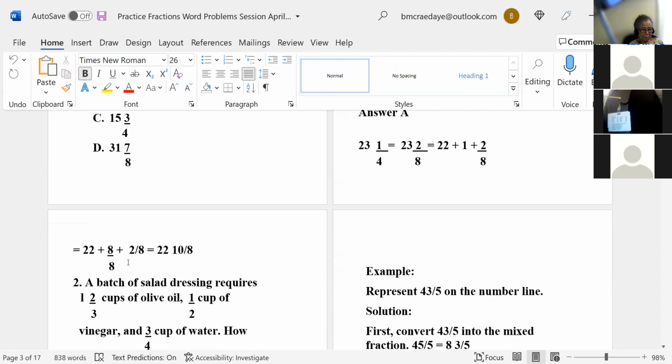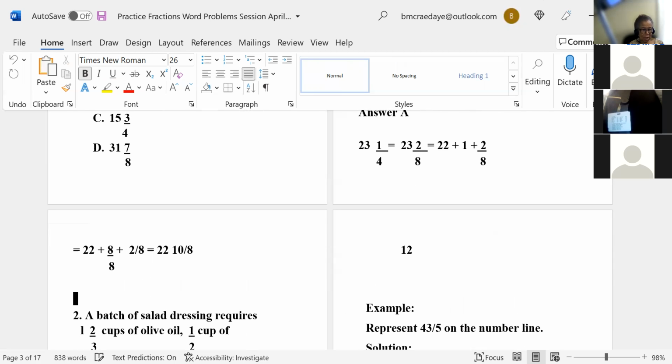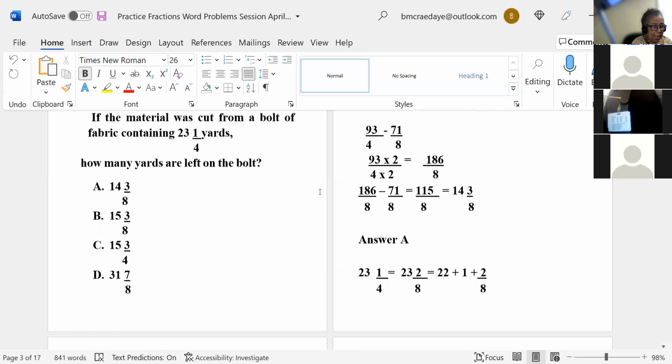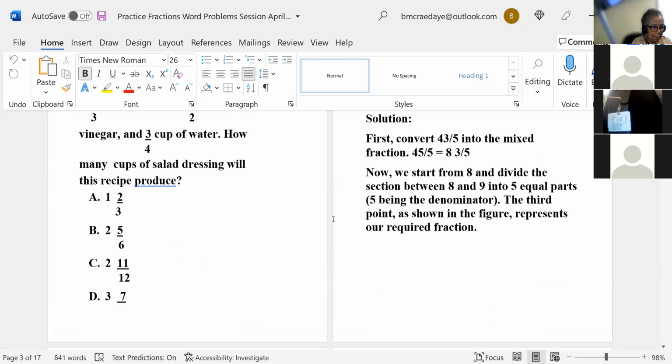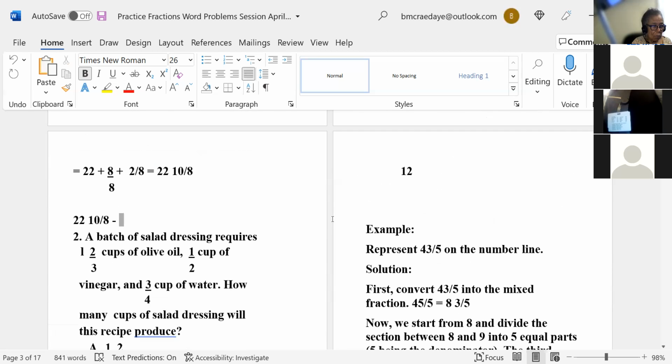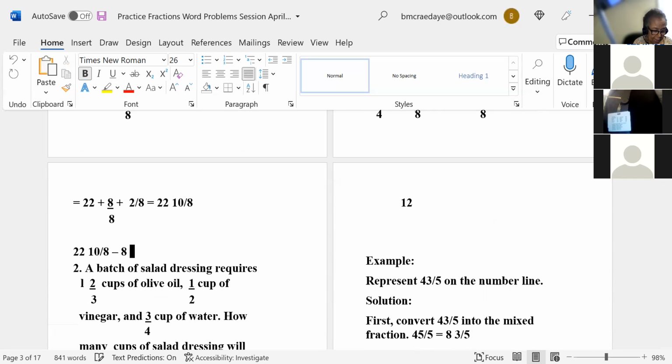Right? Okay. So I can take this 22 and 10 over 8 minus what the customer purchased, which was what, 8 and 7/8. So that would be minus 8 and 7/8. And 8 from 22 is 14, and 7/8 from 10/8 is 3/8. So you get the same answer, right? 14 and 3/8.